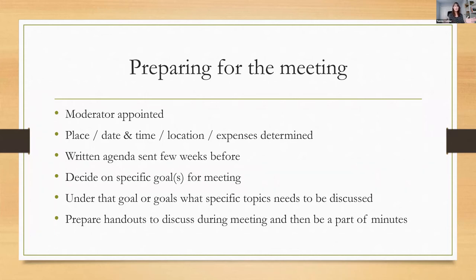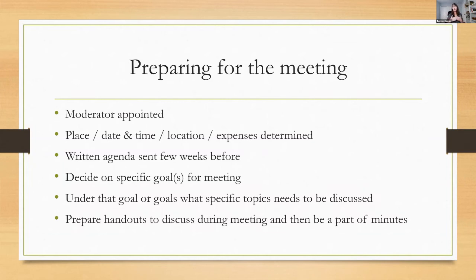You want to pick the place, the date and time, the location, and think about whether you're going to cover expenses if family members have to come in from out of town. Those expenses might also include whether we need to provide childcare for somebody with younger children who need to be supervised during the time of the meeting. It's really suggested that you have a written agenda and that you send it weeks ahead of time so people can plan and understand what's going to come up within the meeting.